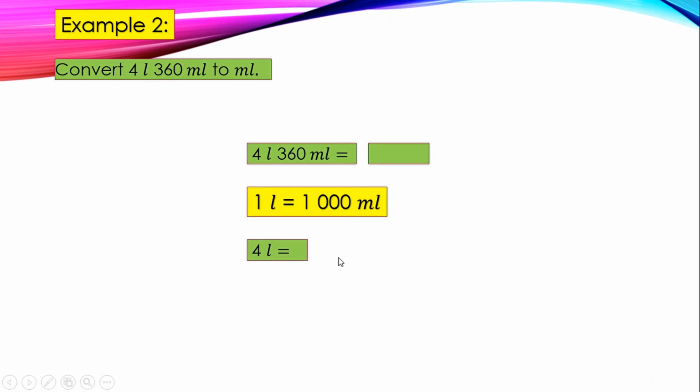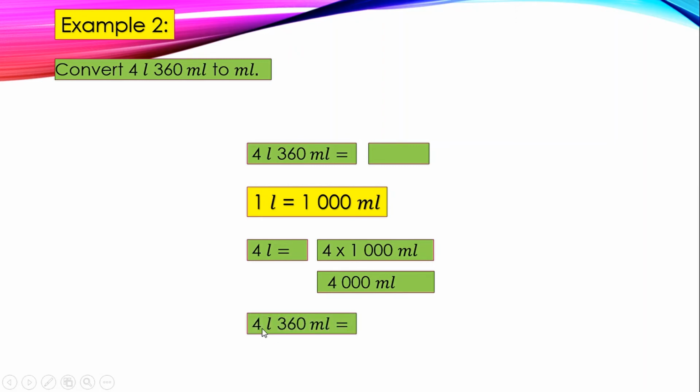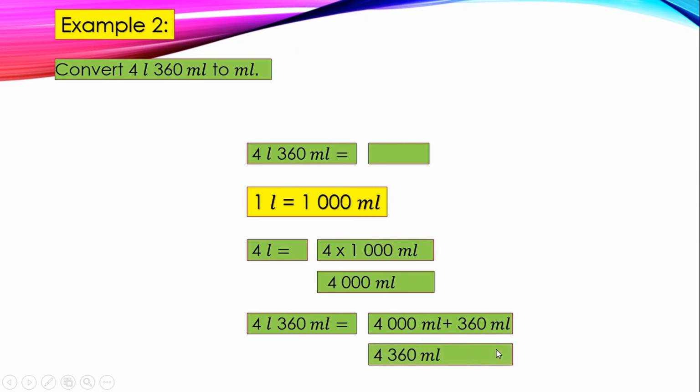So 4 liter equal to 4 multiply 1000 milliliter. We solve this one, 4 liter, then 4000 milliliter. So 4 liter 360 milliliter equal to 4000 milliliter at 360 milliliter. And the answer is 4360 milliliter.